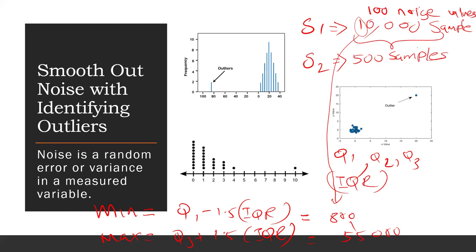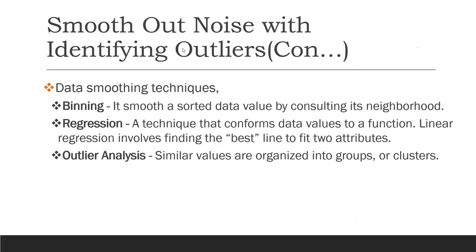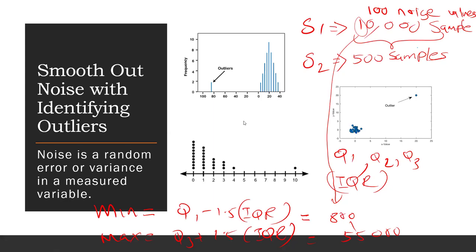Student 1 will find out 100 noisy values in his data. Similarly, in scenario 2, he finds around 50 noisy data in his data set, right?